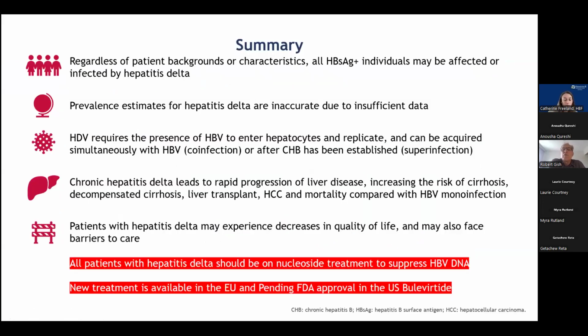So regardless of risk factors, background characteristics, all surface antigen patients need to be checked for Delta total antibody. Delta total antibody positive, check RNA quantification. Prevalence estimates are inaccurate, but we believe this is a rare disease, globally less than 15 million, in the US under 150,000. I think it's even lower than that.